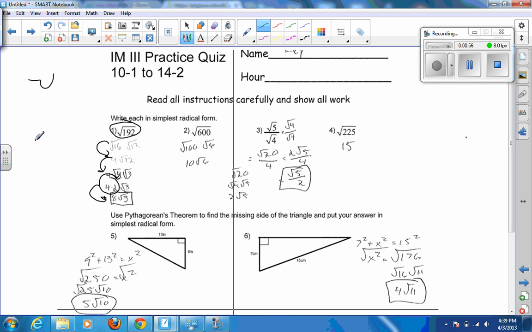What this means is that I could have used the square root of 64 times the square root of 3. Okay. 64 times 3 would also give me 192, and this would also give me the short path to 8 square root of 3.